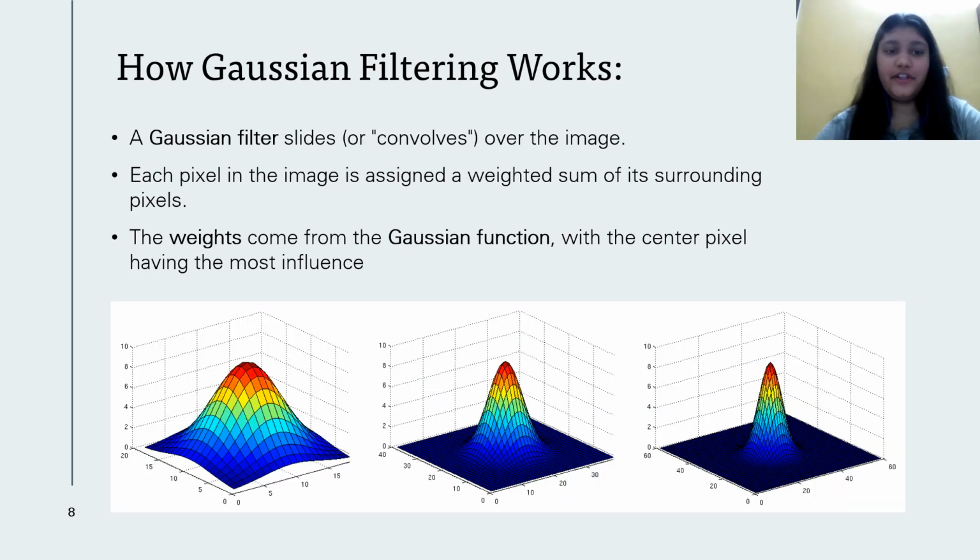How does Gaussian filtering work? A Gaussian filter slides or convolves over the entire image. Each pixel in the image is assigned a weighted sum of its surrounding pixels. The weights come from the Gaussian function, with the center pixel having the most influence. This is shown in the images below.